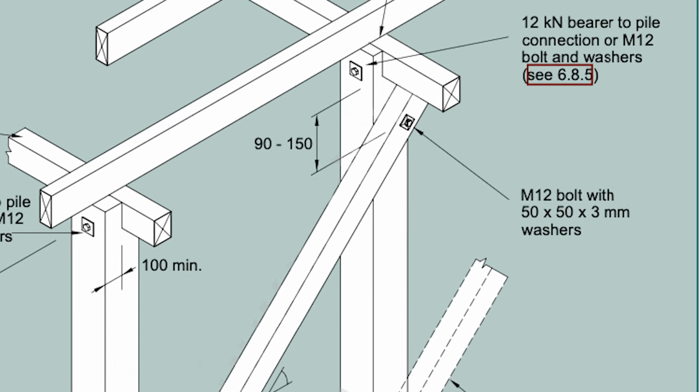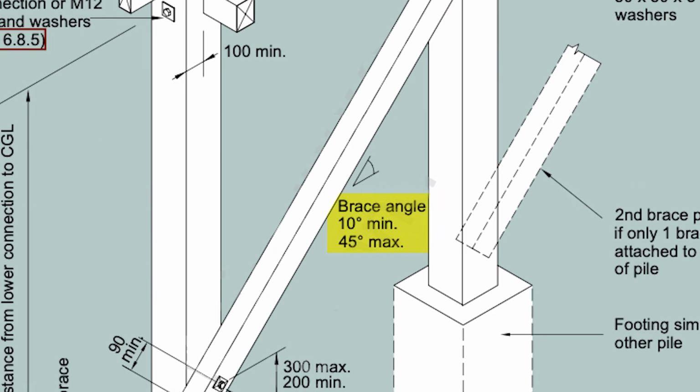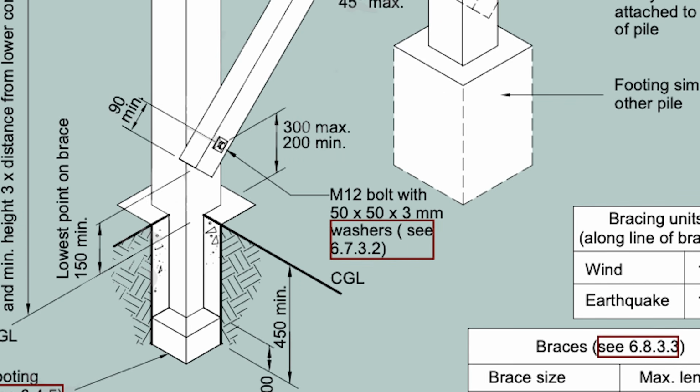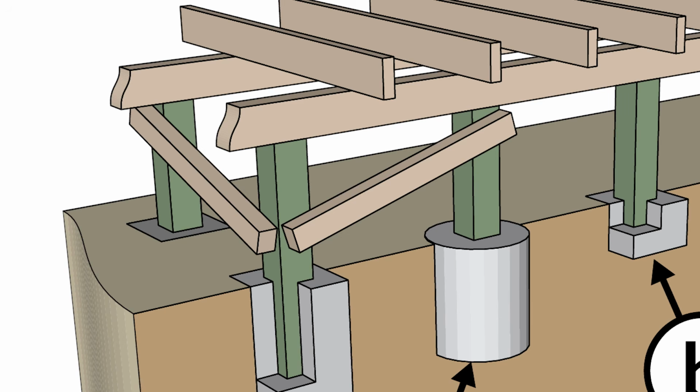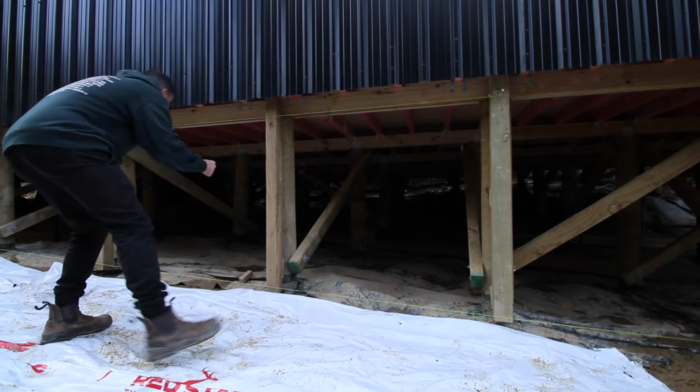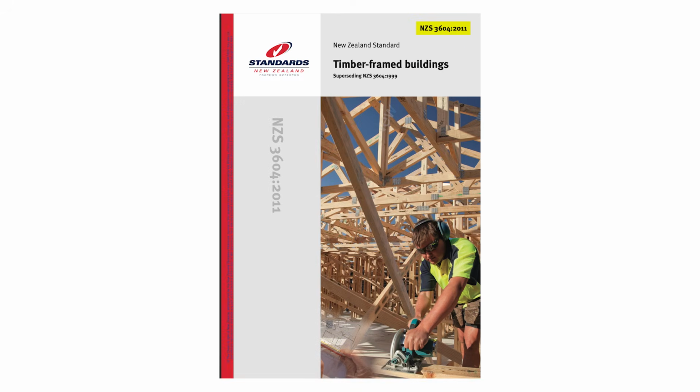And it also shows you how to connect the brace. It shows you the brace angle. It shows you the lowest point on the brace needs to be a minimum of 150 mils out of the ground. You can only have two braces fixed at the bottom of one pile. The braces need to be at right angles to each other. And you can only have one brace at the top of each pile. 3604 will also help you work out in what situations you need a brace pile and how many of them you need. So obviously braced piles are to provide not only vertical support, but horizontal support.